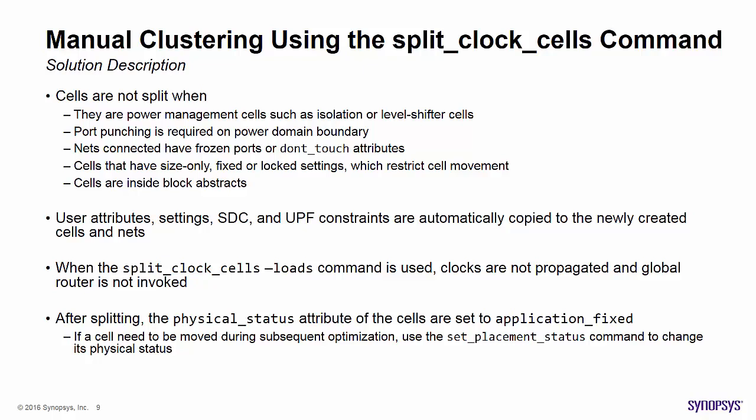User attributes, settings, and STC and UPF constraints are automatically copied over to the newly created cells and nets. Running the split clock cells dash loads command does not cause clocks to be propagated or the global router to be invoked. Post-splitting, the physical status attribute of the cells is changed to application_fixed. The set placement status command can be used to change the physical status in case the cell needs to be moved during optimization.